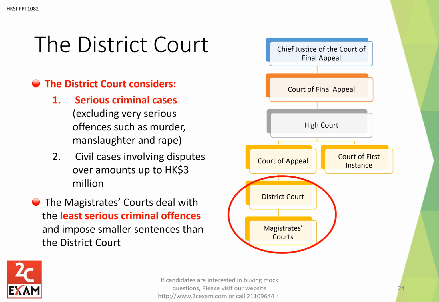What does the district court do? The district court is responsible for hearing medium-level criminal cases, which are those that do not involve murder, manslaughter, or rape. In addition, the district court has the authority to hear civil cases in which the disputed amount does not exceed 3 million Hong Kong dollars.